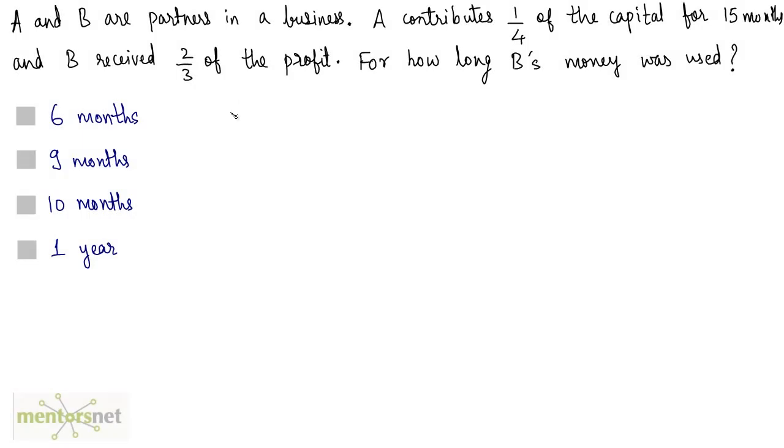A and B are partners in a business. A contributes 1/4 of the capital for 15 months and B received 2/3 of the profit. For how long was B's money used?